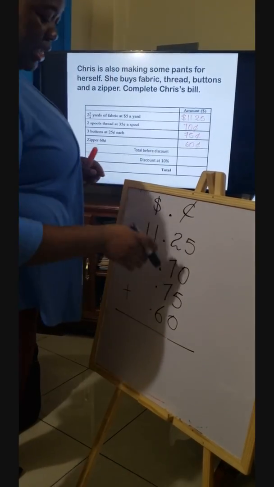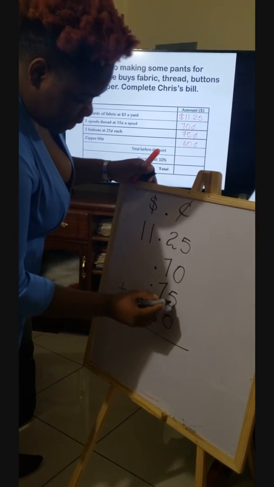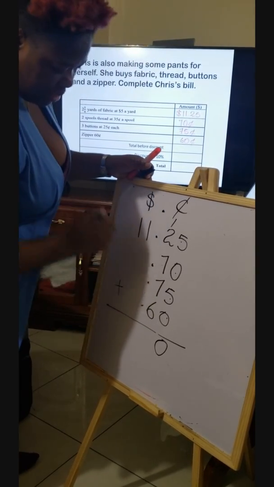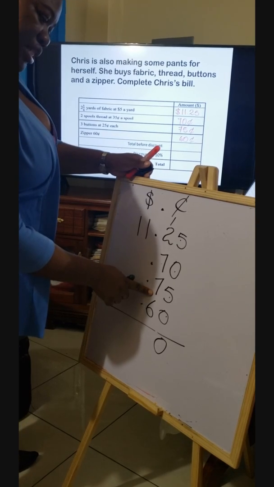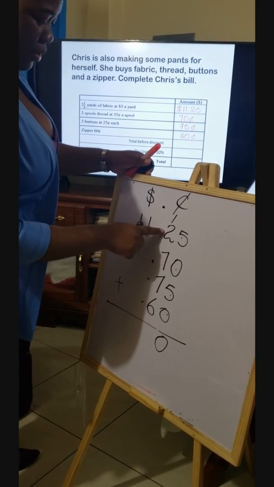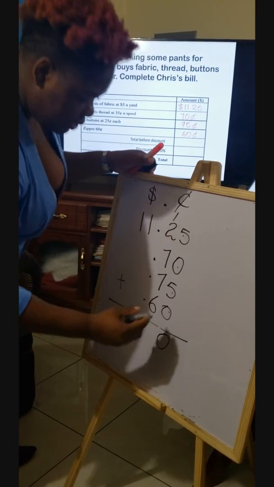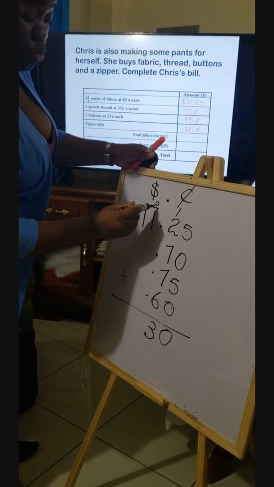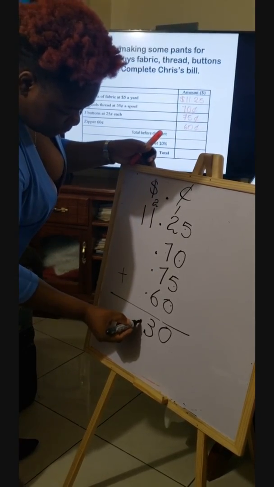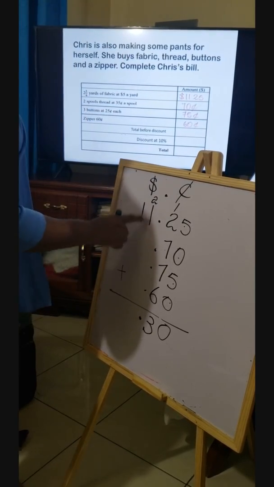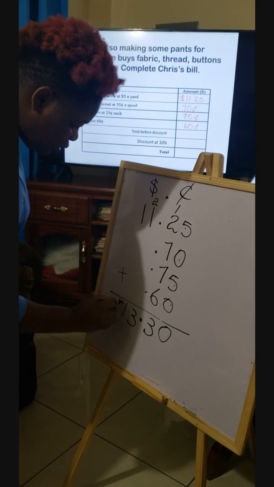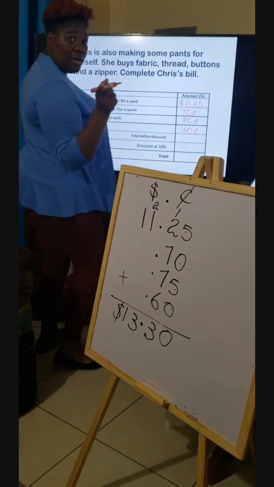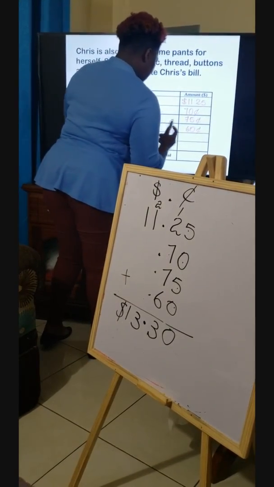All right, so we're just going to go straight ahead and do our calculations. 0 plus 5, 5. Plus 0, 5. Plus 5, 10. Then 6 plus 7, 13. Plus 7, 20. Plus 2, 22. Plus 1, 23. Now, this 23 means $2.30. Let's put our point here. Then we add 1 plus 2, 3, and 1. So here, we would have $13.30 before the discount. Let's write it here in black.